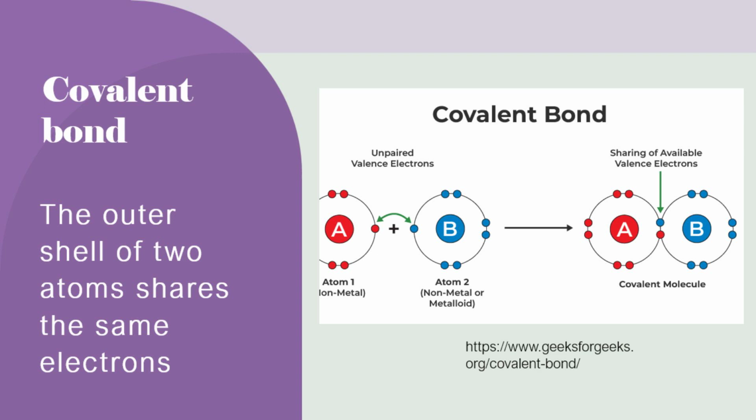The diagram is showing how atom A and atom B both need an outer shell electron, and they end up sharing it together. That is called a covalent bond.